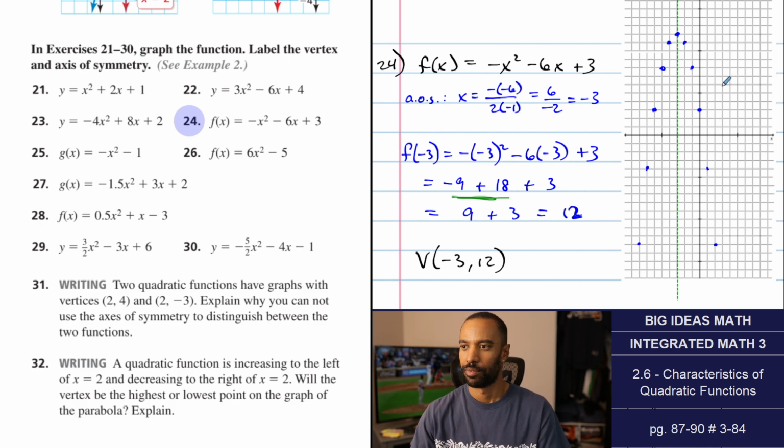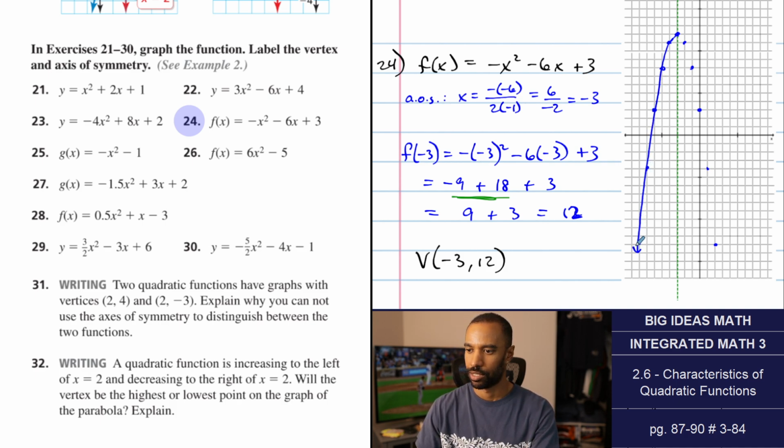All right. It's probably the tallest graph we've been able to do so far. Not the widest, but the tallest.